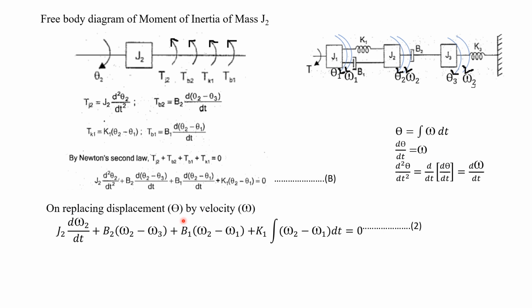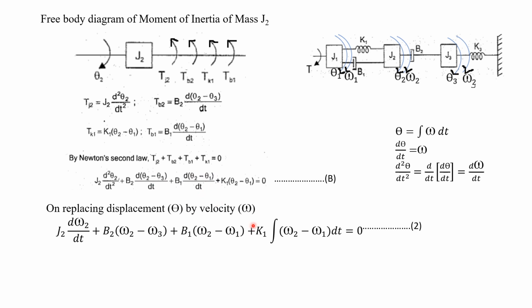So on replacing theta by omega, the first term, J2 into d square theta 2 divided by dt square, can be written as d omega 2 divided by dt, plus B2 into, this can be split into d theta 2 by dt minus d theta 3 by dt. What is d theta 2 by dt? That is omega 2, using this relation. Now, what is d theta 3 divided by dt? That is omega 3.